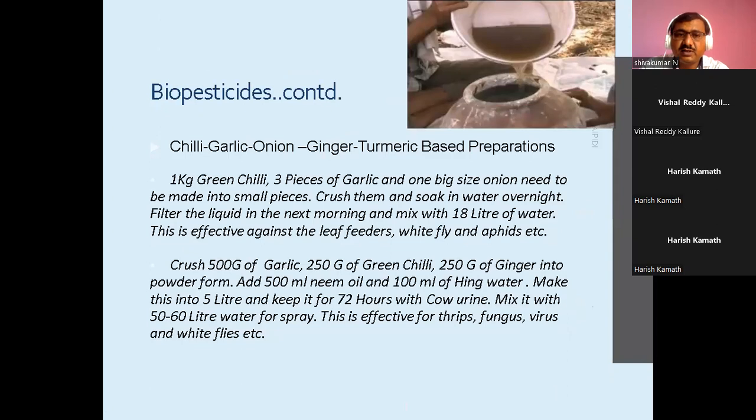So this is another preparation: chili, garlic, onion. For these, you have to take 1 kg chili, 3 pieces of garlic and onion. They have to be cut into small pieces, crushed, then soaked in water overnight. Then you have to make the liquid up to 18 liters of water finally. This will control a lot of small, minor leaf-sucking pests in the field.